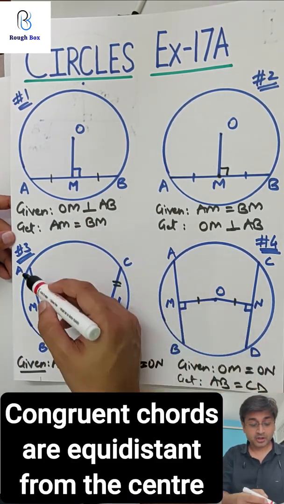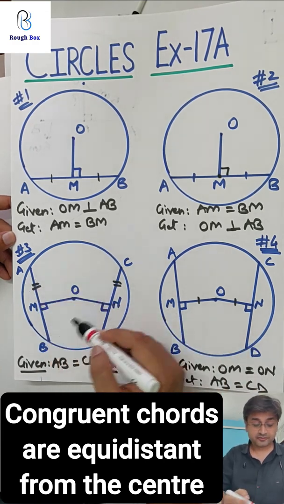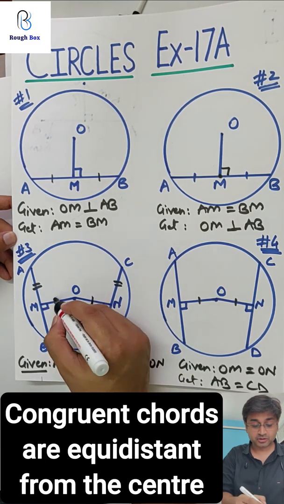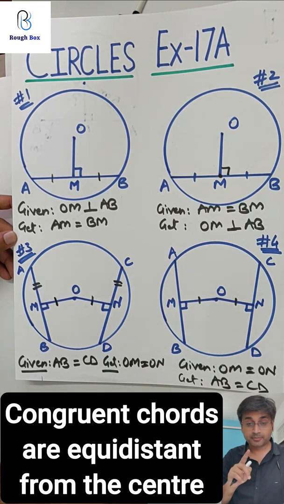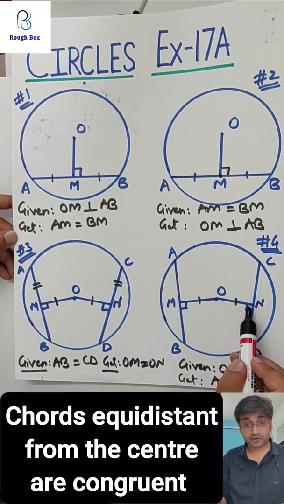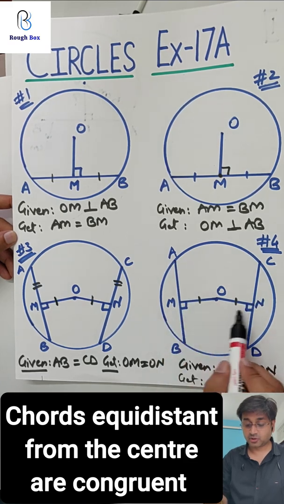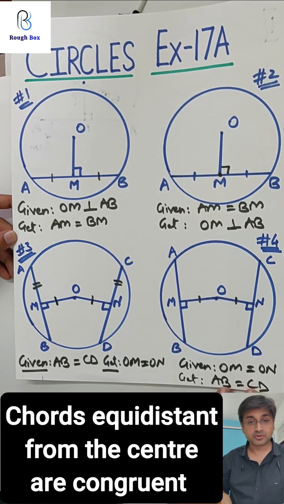Property number 3. Congruent chords are equidistant from the center. So if 2 chords are given to you as equal, then their distance from the center is also equal. That means OM is equal to ON. Alright? Important property once again. The next one is the converse of this. So can you frame it? Chords equidistant from the center are congruent. That means if the distance from the center of the 2 chords is equal, so OM is equal to ON, then you can say that the chords also are equal. That is AB is equal to CD.